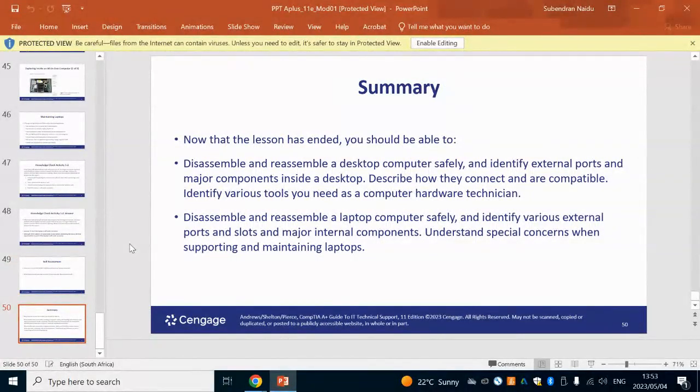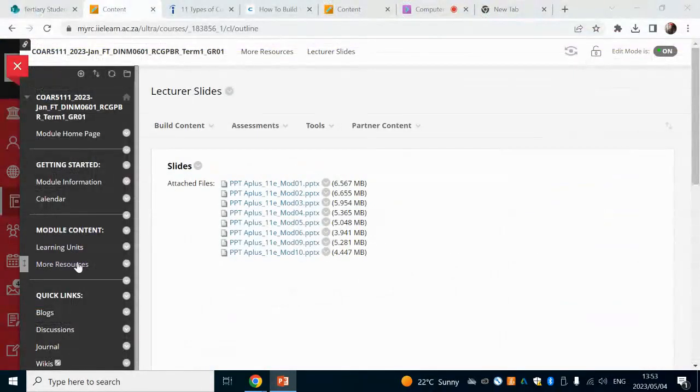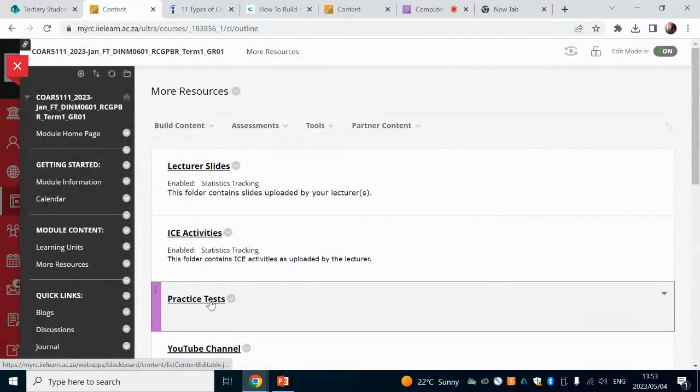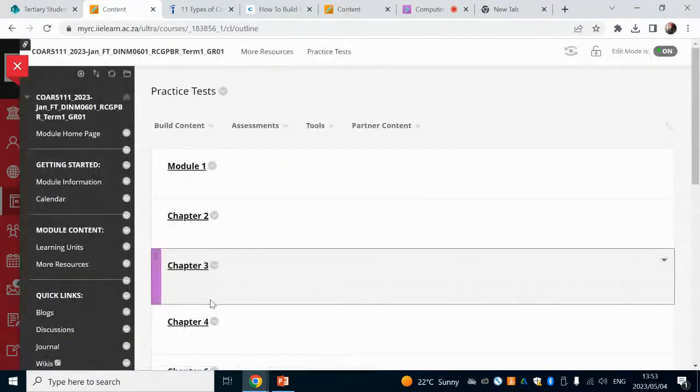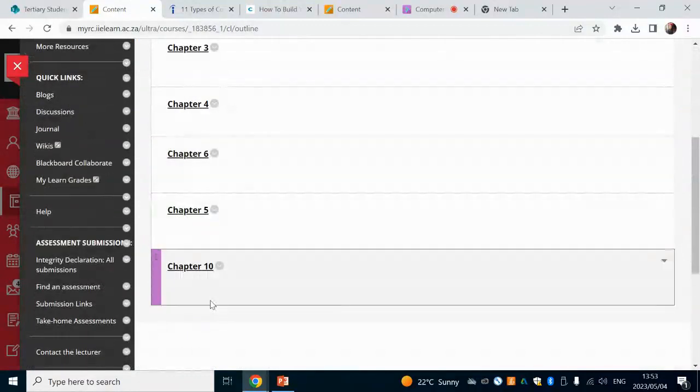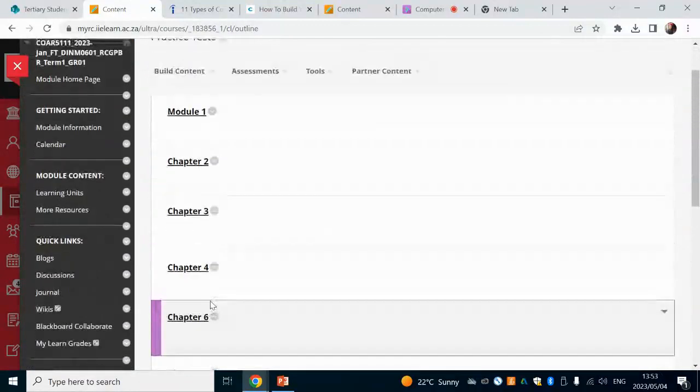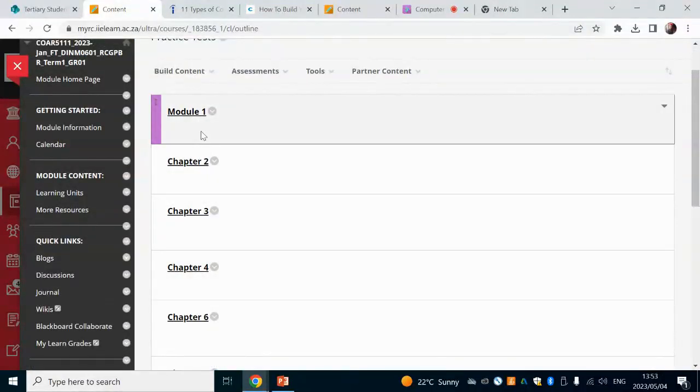Now, what type of questions could I be asked on chapter 1? Where would I go? Practice tests. So I go to more resources, and then I look for the practice tests. And then you've already answered it for ISTAS, so 1, 2, and 3.